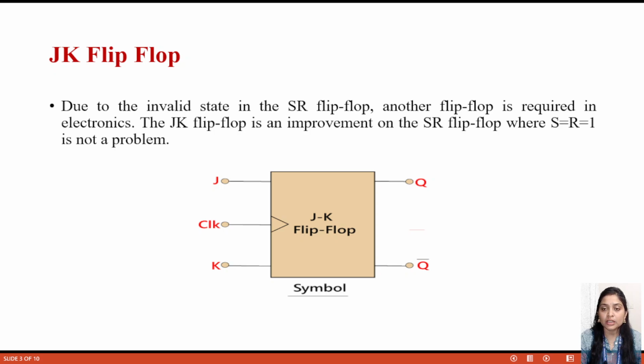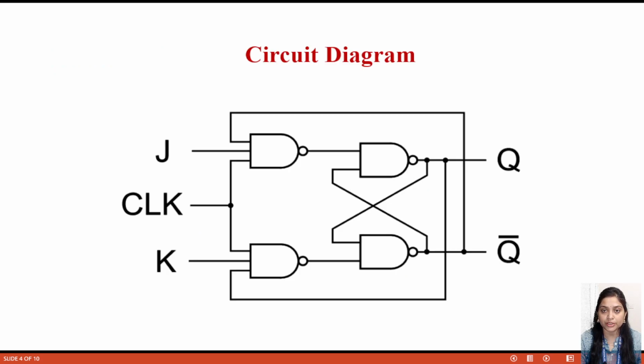Here is the block diagram where J and K are the inputs, clock is another input, and Q and Q bar are the outputs. Here, when we apply J and K both 1 and 1, it will not be the invalid state. What state it will be, we will show in the operation.